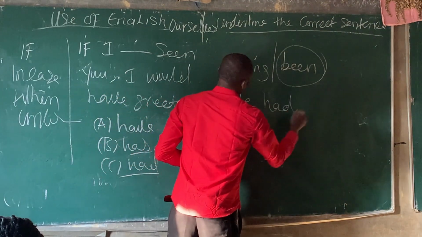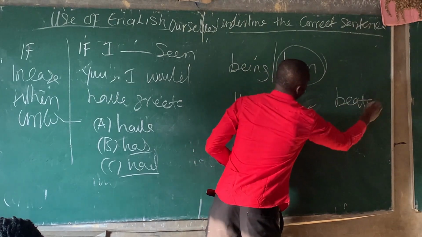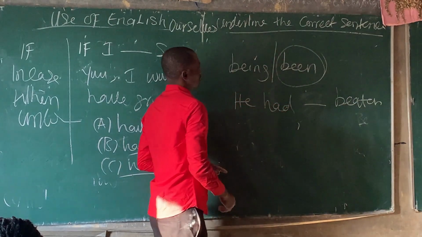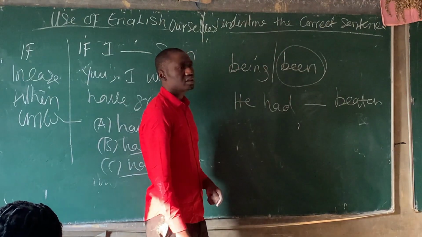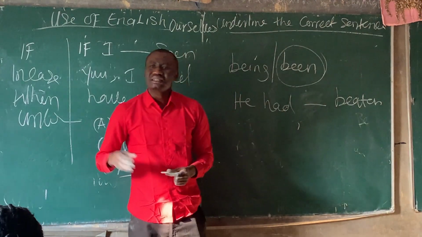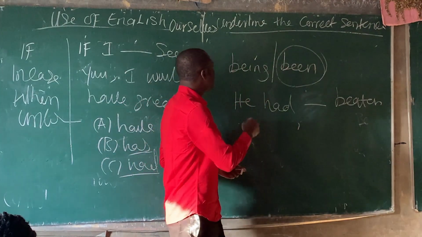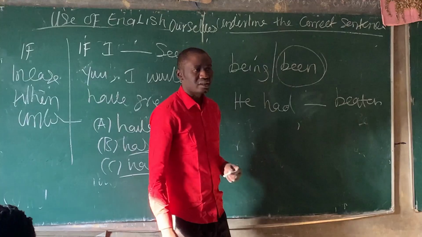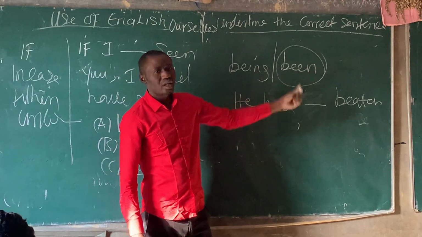He has or had dash beaten. What's the answer? He had been. Is he being beaten or been beaten? So, whenever there's have, has, and had in the sentence, there's a choice between being and been. Preferably you go with been.